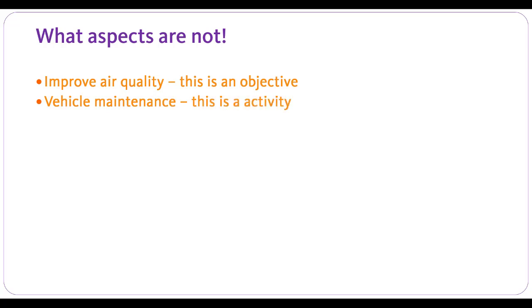What don't they look like? So what aspects are not? Improving air quality is not an aspect. That's an objective. So you need to be very clear what an aspect actually is. Again, vehicle maintenance, I've seen that often as being an aspect. Well, it's not actually an aspect, that's actually an activity. Vehicle maintenance is an activity. You need to look at the aspects that are associated with that. So during the maintenance there could be oil change. So the oil could be a discharge of that oil into water or into air or into a waste stream somewhere. So that's the aspect, not vehicle maintenance.